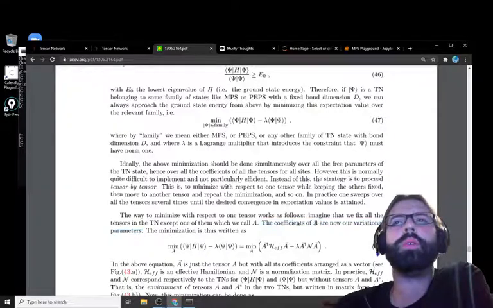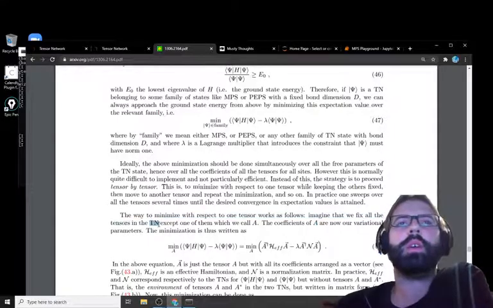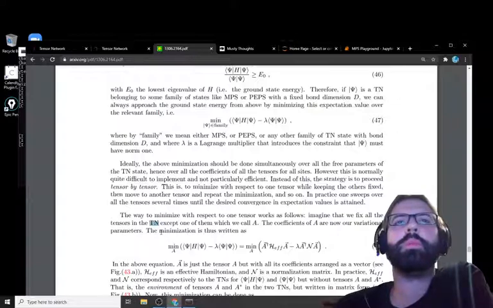Okay, and because the small tensor will probably just be of dimension 2, it's just going to be like a 2 by 2 matrix, probably, right?